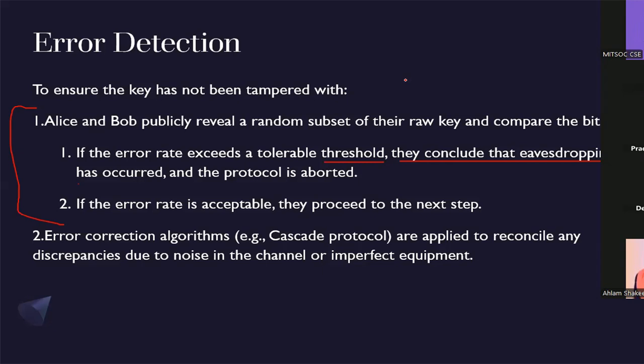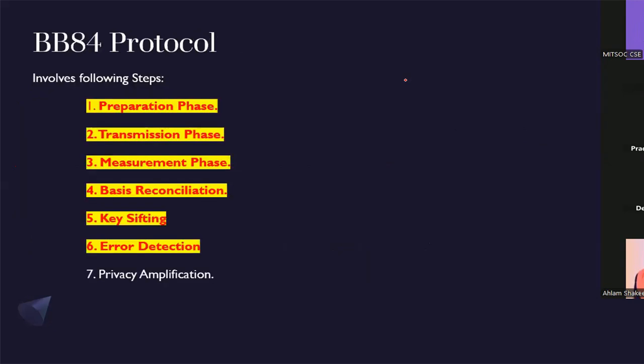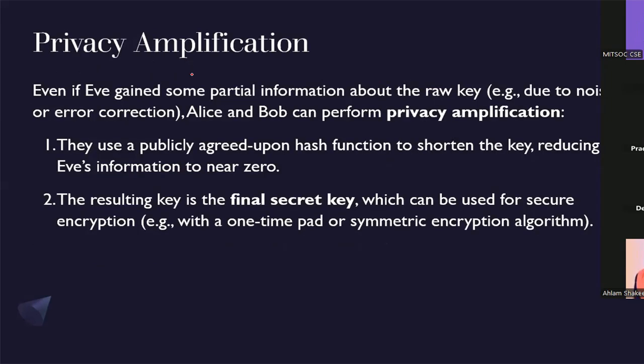Okay, so next is privacy amplification. Even if Eve, the eavesdropper, has gained some partial information, say 30% or 20% of the information about the raw key, due to the noise or error corrections or anything, Alice and Bob can perform privacy amplification. So what exactly is privacy amplification?